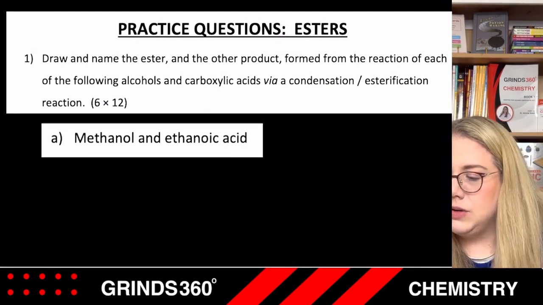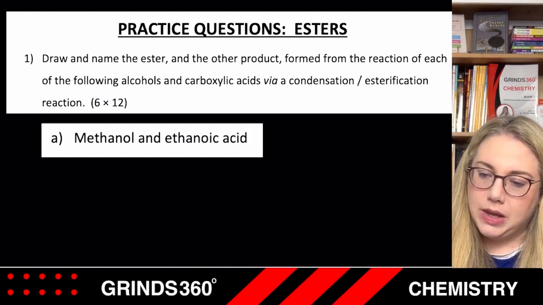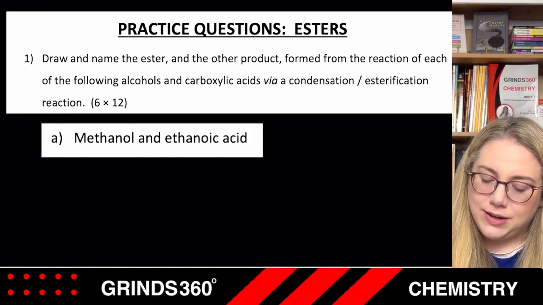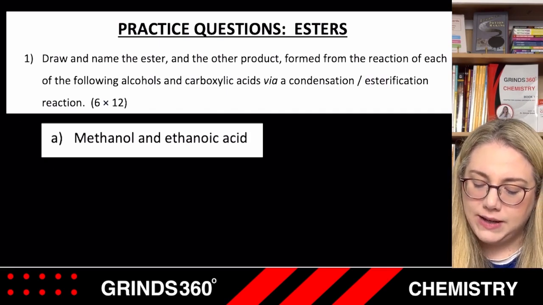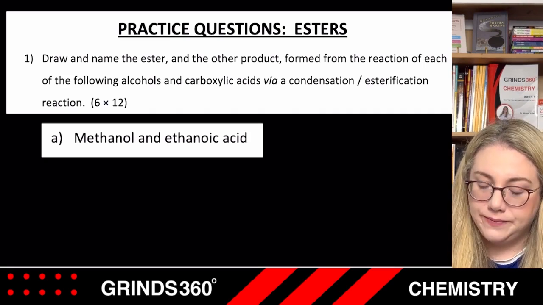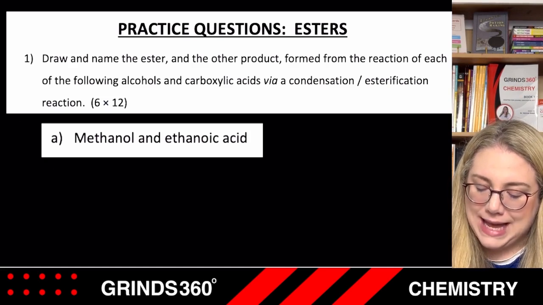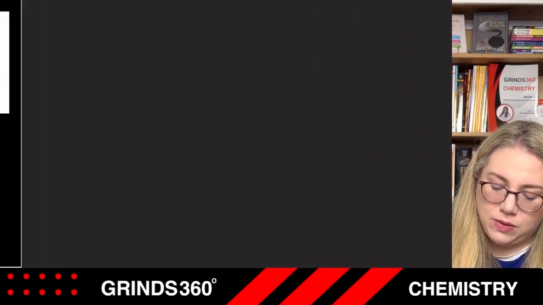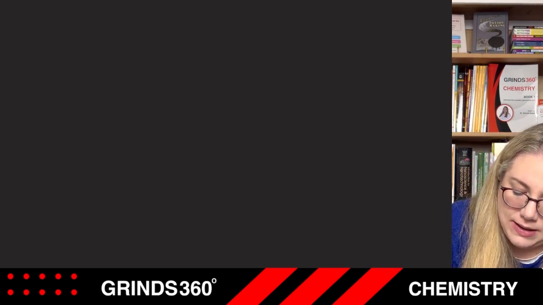So A in your notes on page 332. Draw and name the ester and the other product formed from the reaction of each of the following alcohols and carboxylic acids via a condensation or esterification reaction. We're going to react methanol with ethanoic acid. Now I'm just going to move over to here because I don't have a whole lot of room because I put the question there as well.